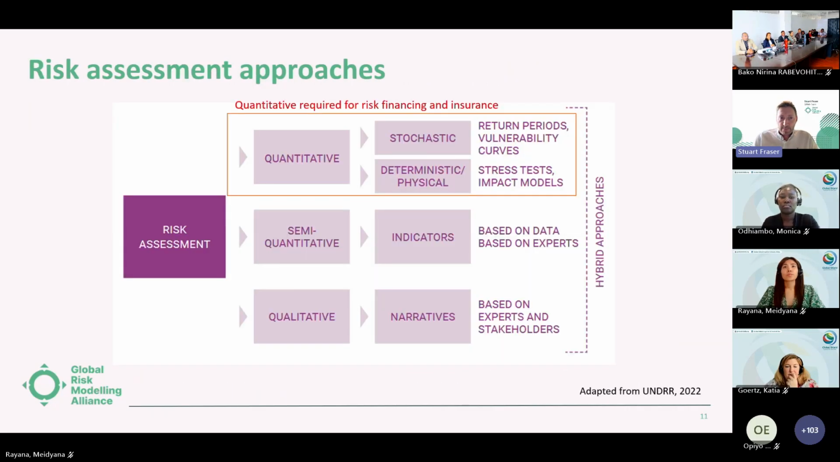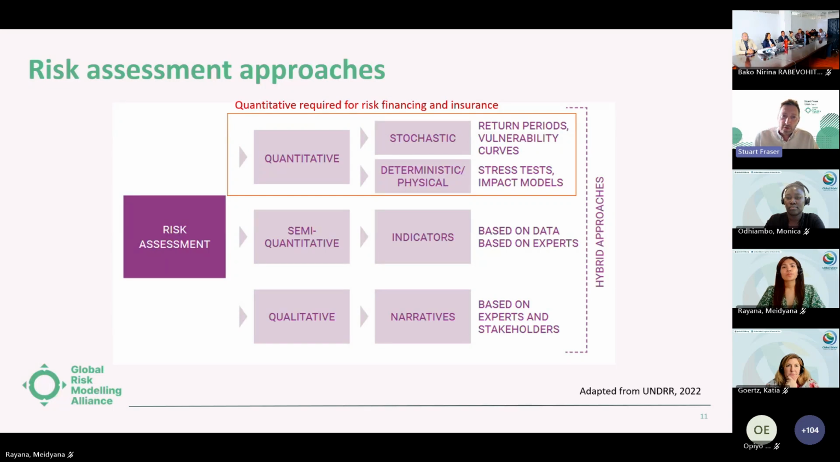So next slide, please. So risk assessment can take various forms. Commonly, we see qualitative risk assessments, narratives based on expert input, stakeholder storylines that provide a good amount of risk profiling, talking about where risks are, who they affect, what the effects are. We have an awful lot of semi-quantitative indicators. So something like the Inform Index, giving a national or a subnational view of risk in terms of low, medium, high, for example, would fall into that category.